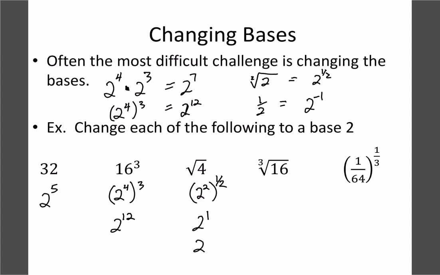Here's a cube root one, so we change the 16. 16 would be 2 to the 4. And then a cube root is a third. So we just multiply those, so that'd be 2 to the 4 thirds. So that's not too bad.